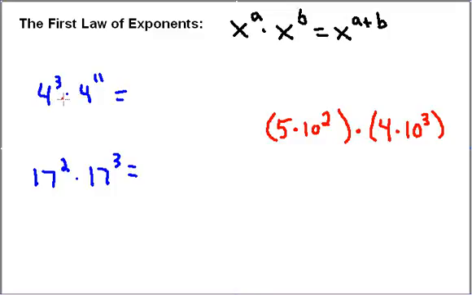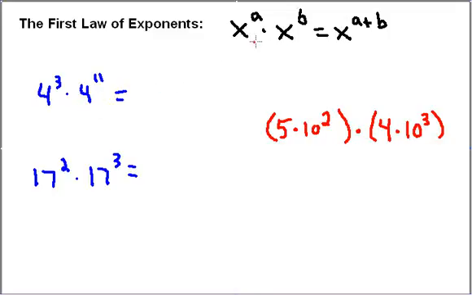Well, let's come down here and take a look at a couple examples. Here we have 4 to the third times 4 to the 11th. The question, first of all, is do we have the same base in both of these? Yes, the base is the number that's being raised to the exponent. Our base here is 4, and our base here is 4.